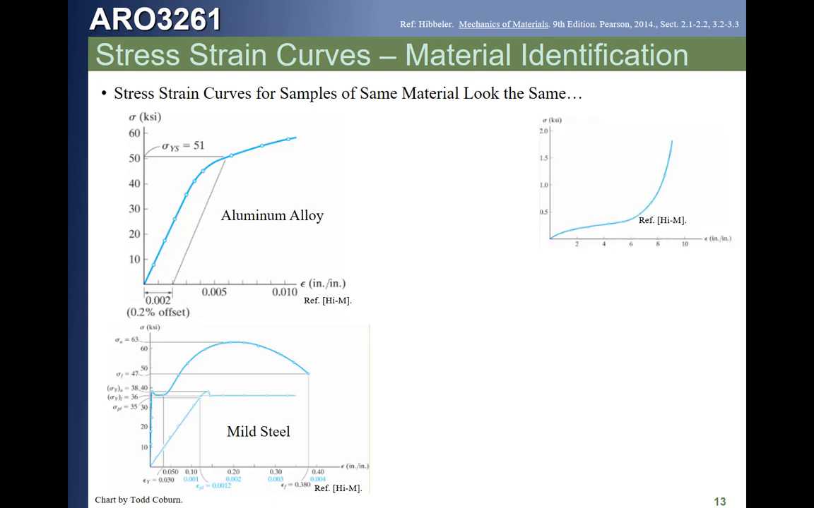This one here has a really wacky looking curve. It looks backwards, like somebody deformed the thing. When we see behavior like this, it's probably a natural rubber or something similar to that.